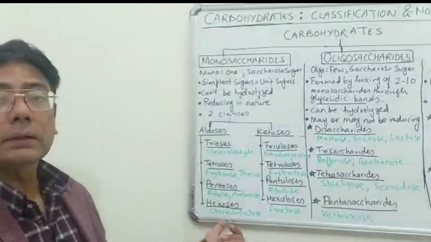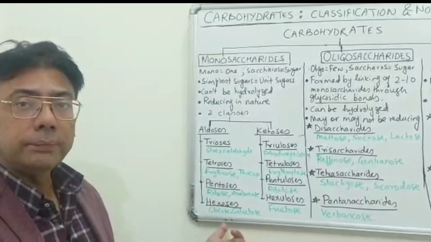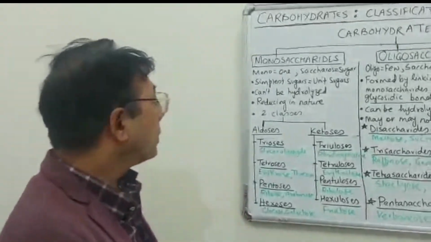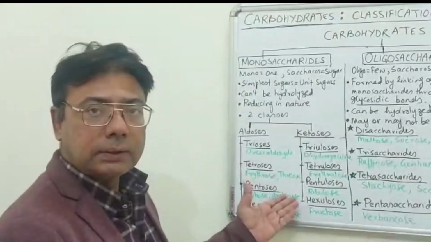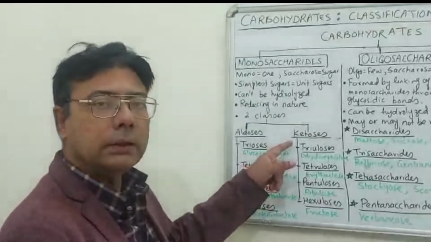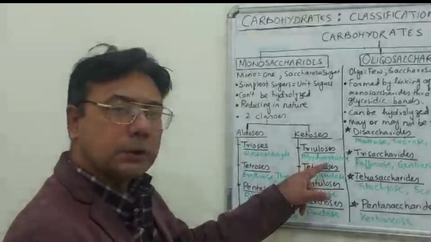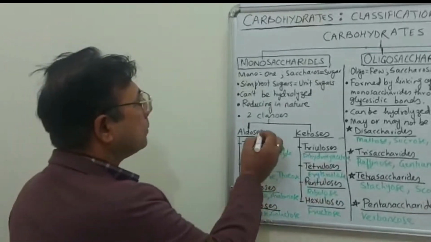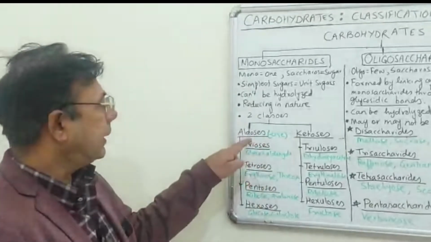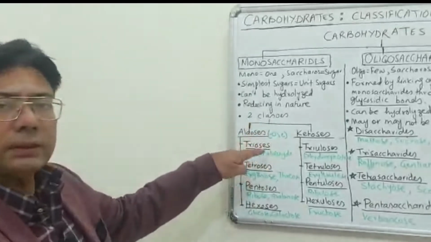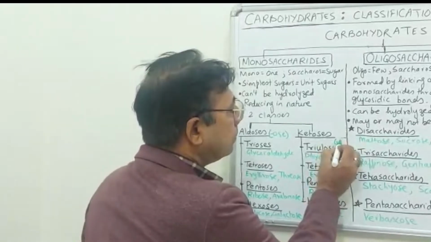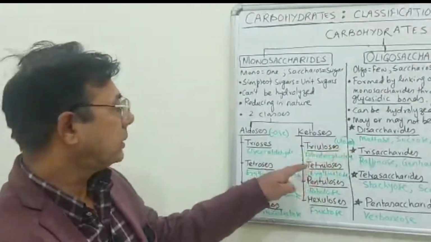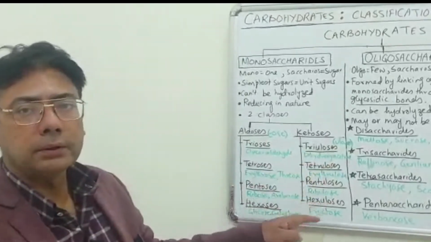Then coming to hexoses, these are the most common monosaccharides that you may be familiar with. They are 6 carbon aldoses, and their examples are glucose and galactose, etc. Along with this series, we have a parallel series of ketoses. These are monosaccharides having a ketone group, so they are polyhydroxy ketones. In this we have trioloses, tetraloses, pentuloses, and hexuloses. The difference is that the names of aldoses end with the suffix ose, while the names of ketoses end with ulose, just like triulose, tetrulose, pentulose, hexulose, heptulose, and so on.